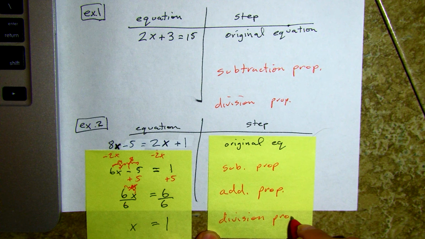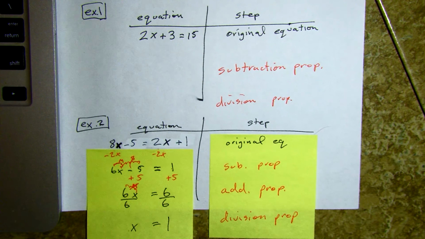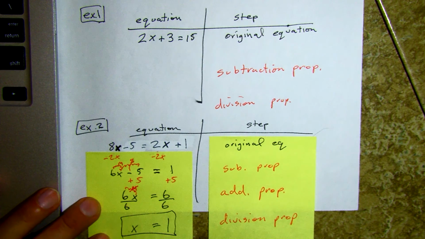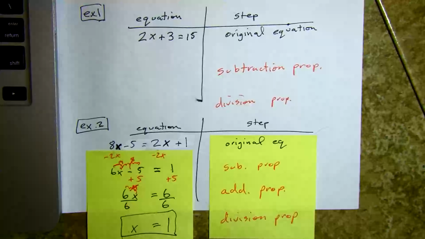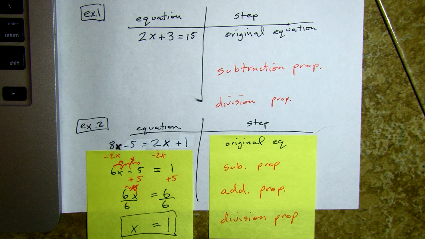Division property of equality, but we can just put division property. Once you're done, guys, please square it out. Whenever you have an answer, always label it so that you can see quickly where the start and end of the problem was. Okay. All right.